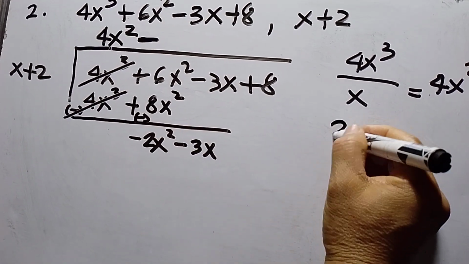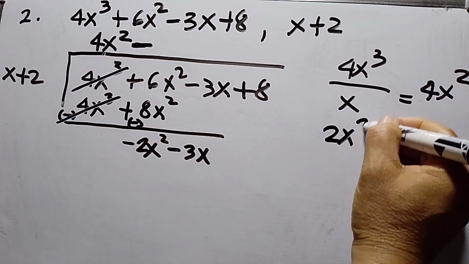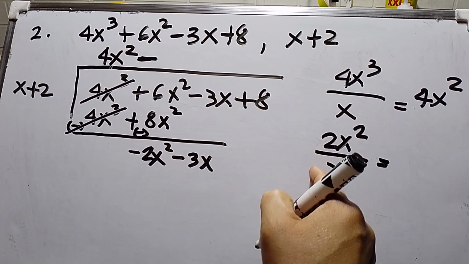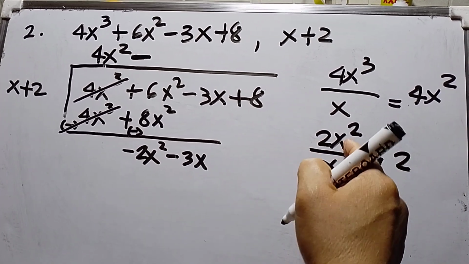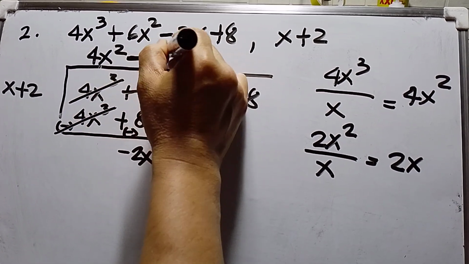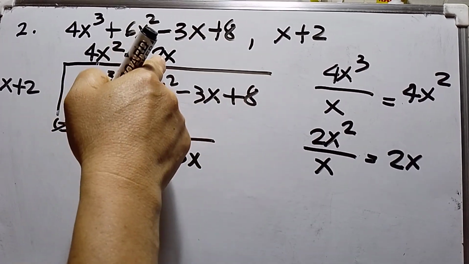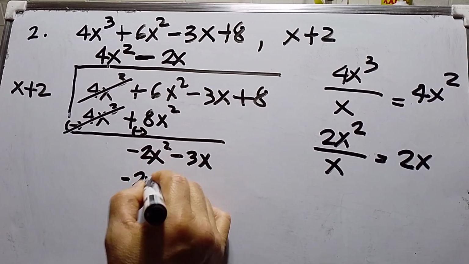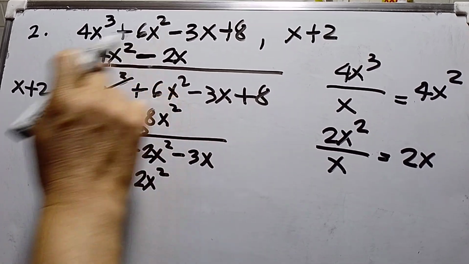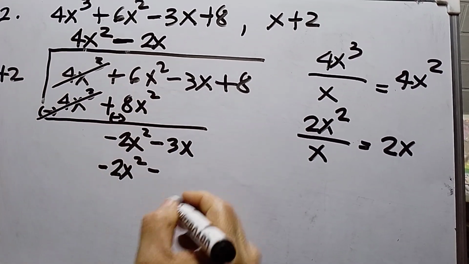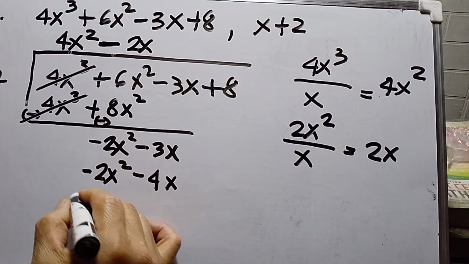So again, divide the first term of the new dividend by the first term of the divisor. So 2 divided by 1 is 2. x squared divided by x will be 2x. So this will be 2x. Then negative 2x times x is negative 2x squared. Then negative times positive is negative. 2x times 2 is 4, so this will be 4x.